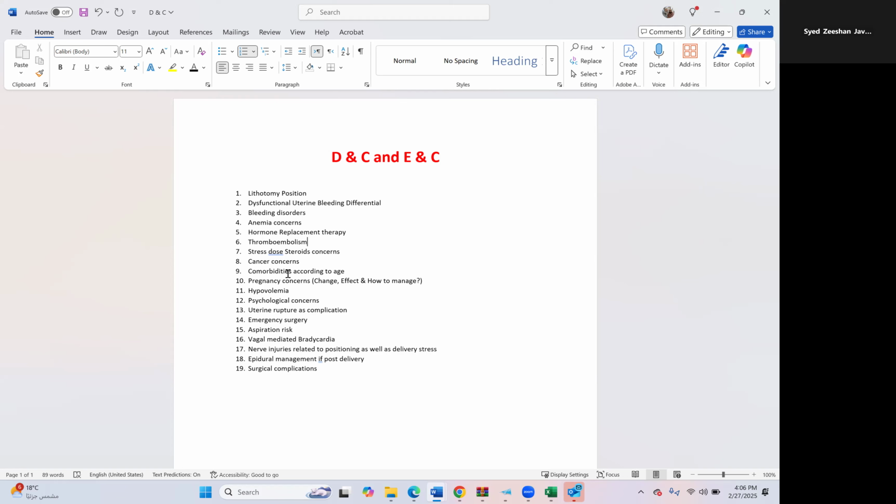The patient may be hypovolemic because of bleeding, and there is psychological concern, not only with reference to the loss of the baby. Then some post-operative complications like uterine rupture can occur. So you have to be very careful in the post-operative period, post D&C. If there is any disproportionate pain or the abdomen is tense, you have to be careful. Then emergency surgery carries a risk of aspiration, and in any surgery in which the vagus is involved, there may be bradycardia.